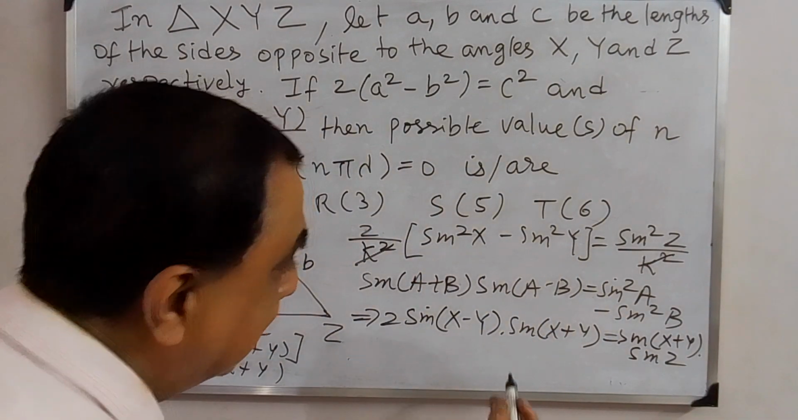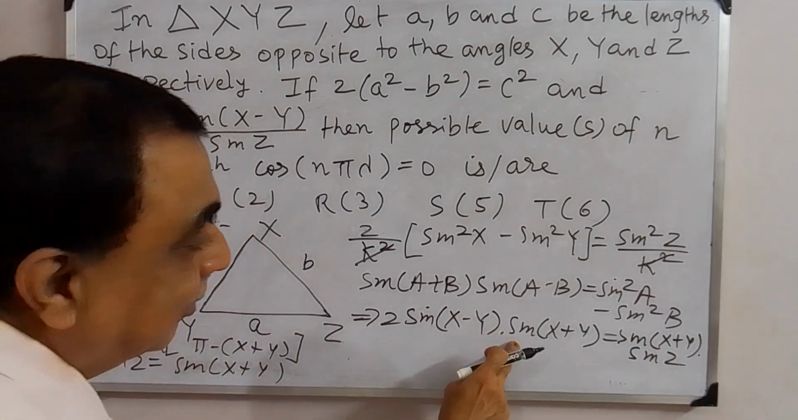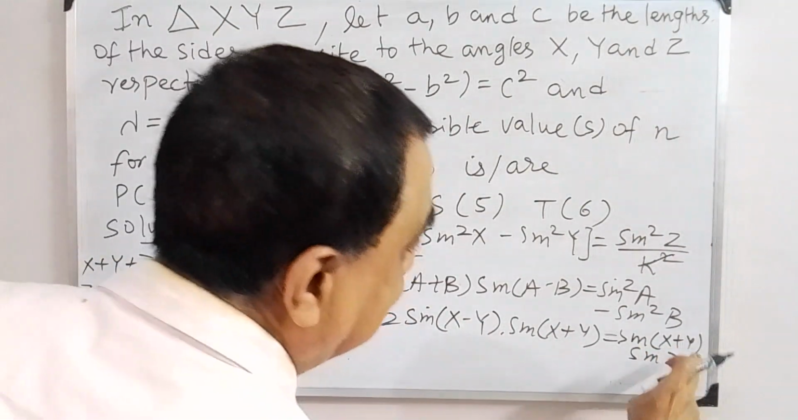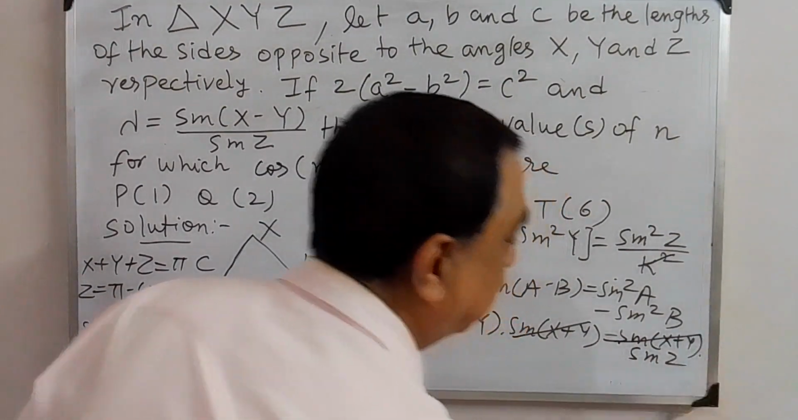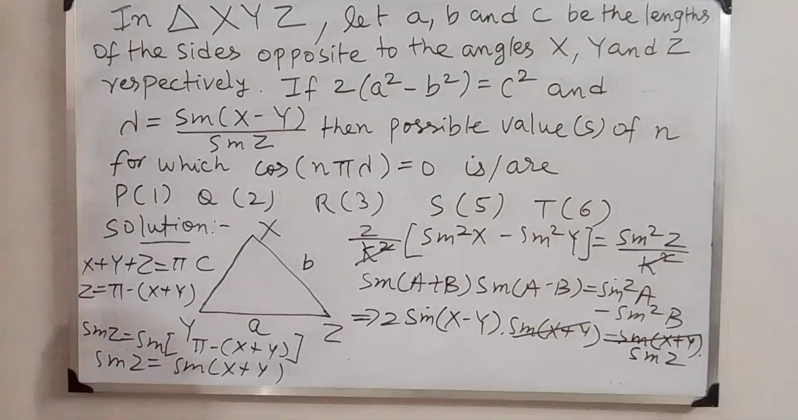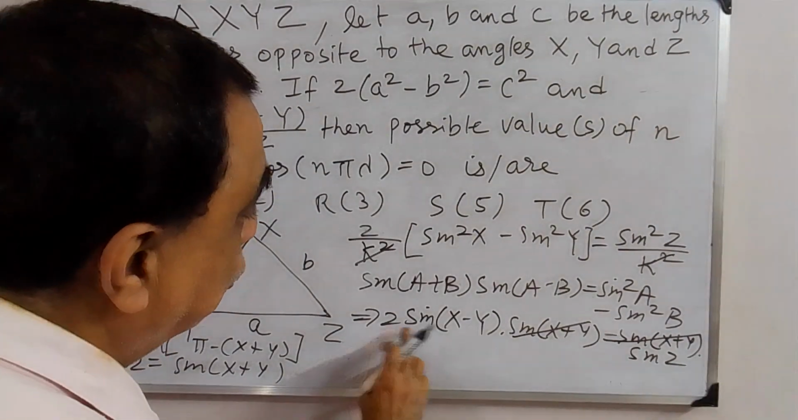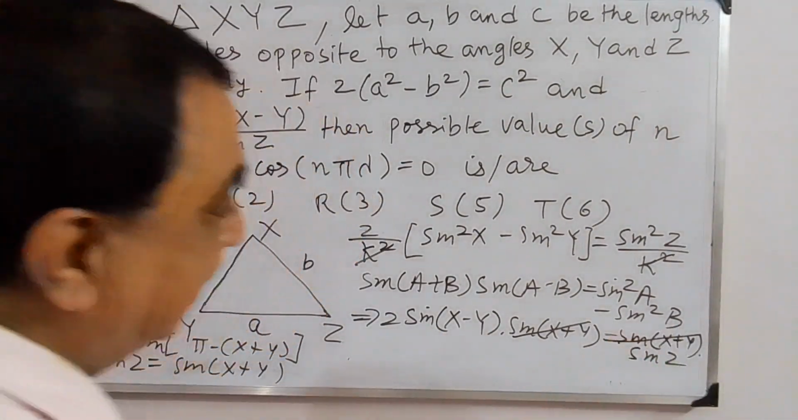So what we are seeing here is that on the left hand side there is sin(x+y), and here there is also sin(x+y). So this will be cancelled from both sides of the equation. So what is left? This is left: 2 sin(x-y) is equal to sin z.